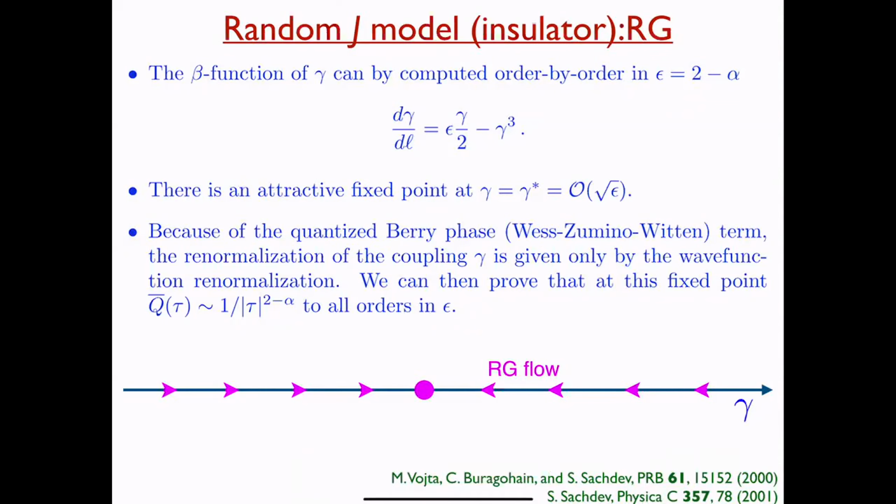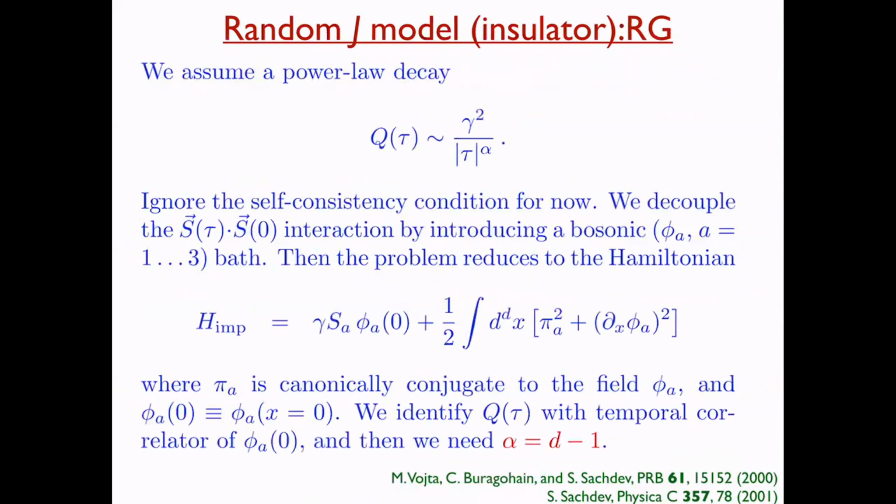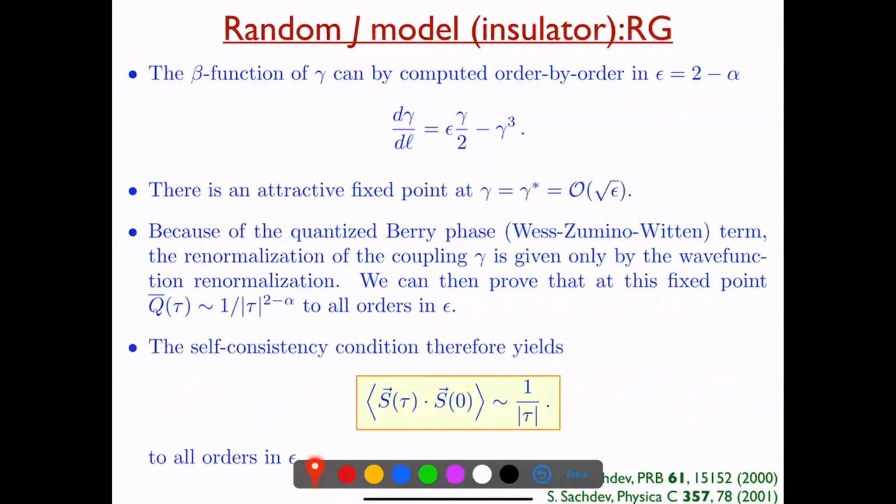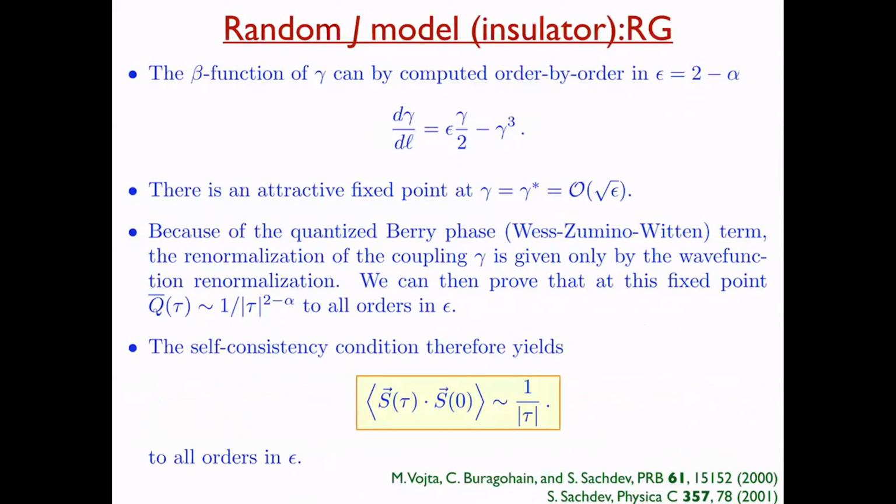So you should remember that Q was tau to the alpha, and Q bar was tau to the 2 minus alpha. So these have to be equal to each other. You put alpha equals 2 minus alpha, and you get 1 over tau. So that's one way, and really the most general way, to get this 1 over tau correlation function, which is believed to be exact, at a possible gapless solution of this type.